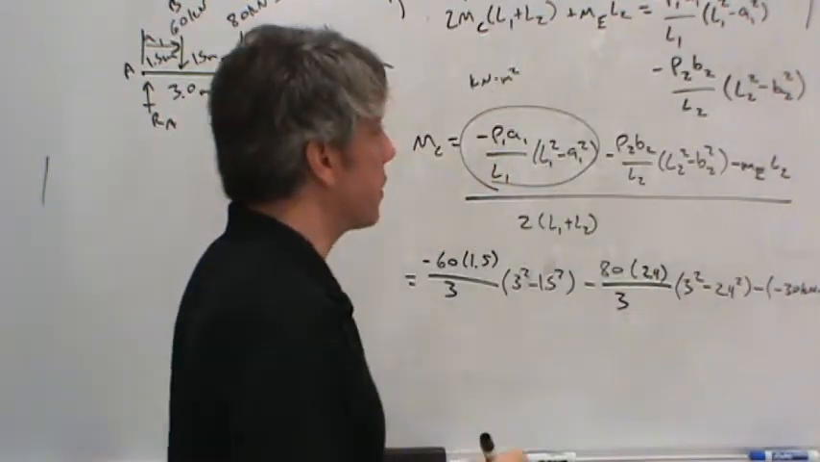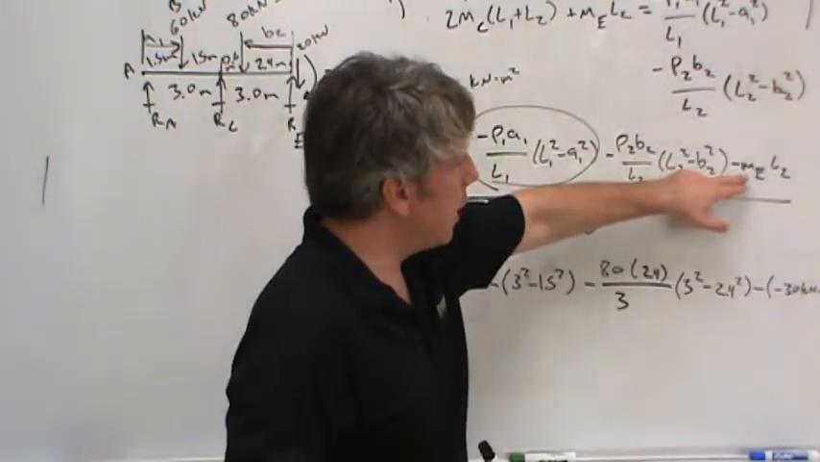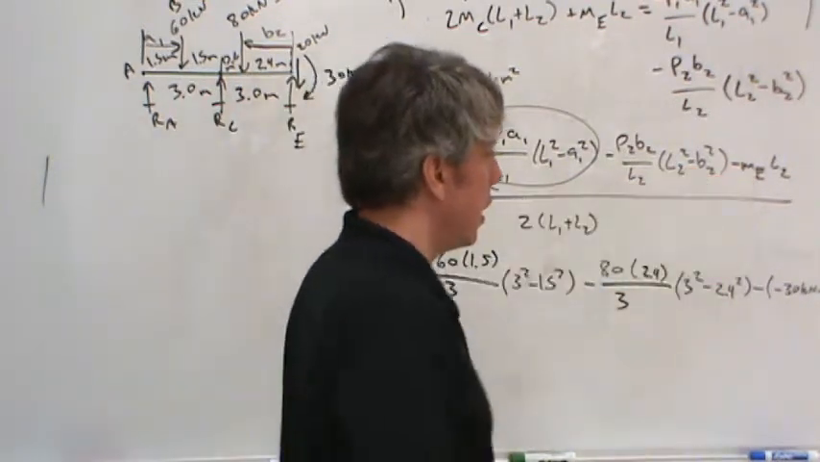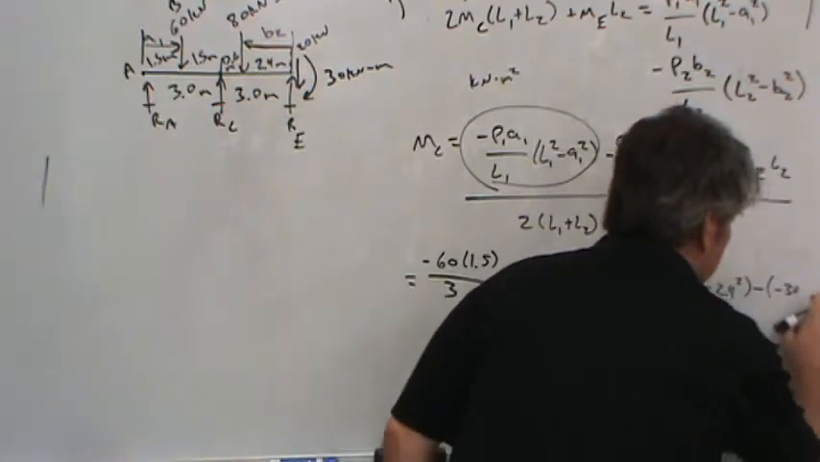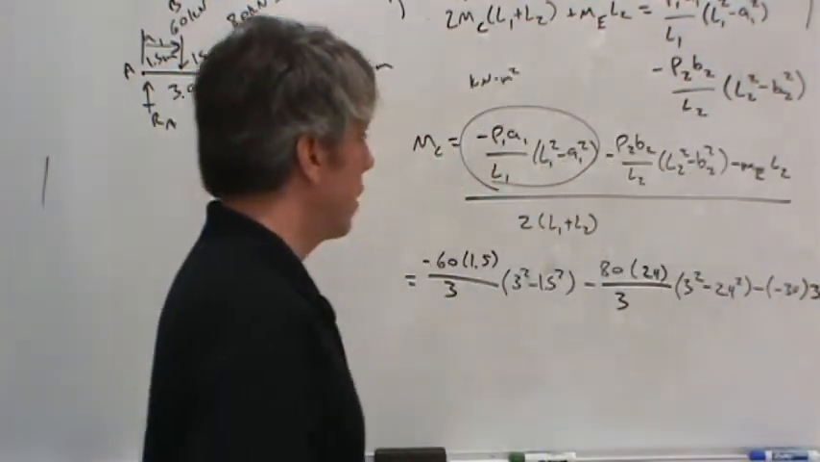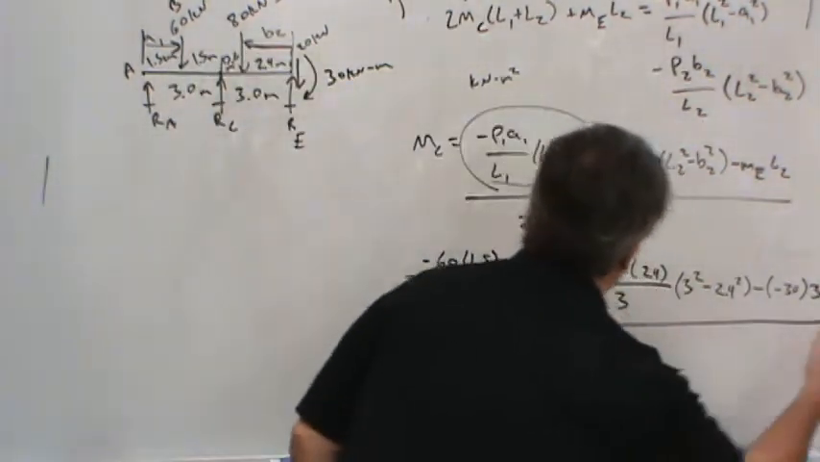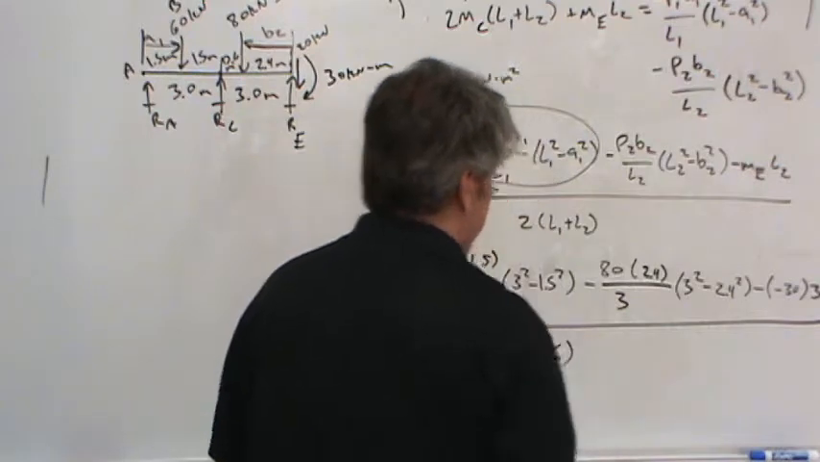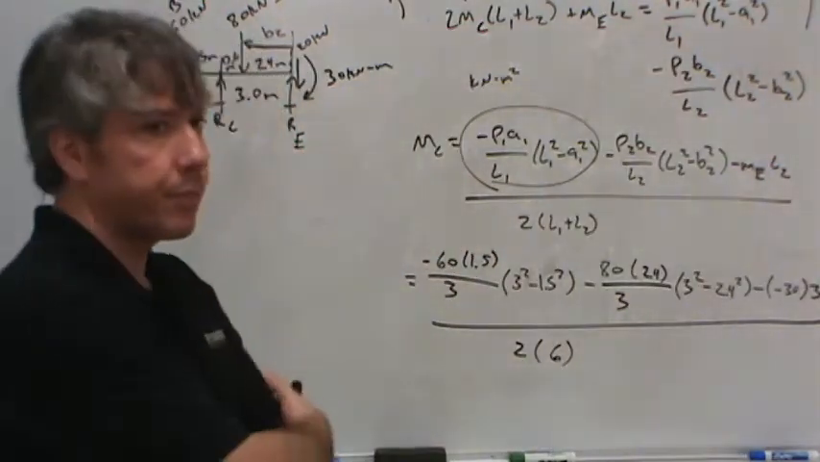I apologize if this is all off the screen. All I'm doing is plugging in the negative 30 kilonewton meters for ME that I promised you. And I forgot, I'm dropping units. L2 is 3 meters, so that takes care of that term. And finally, 2 times L1 plus L2 is obviously 6, so let's just plug it in that way.